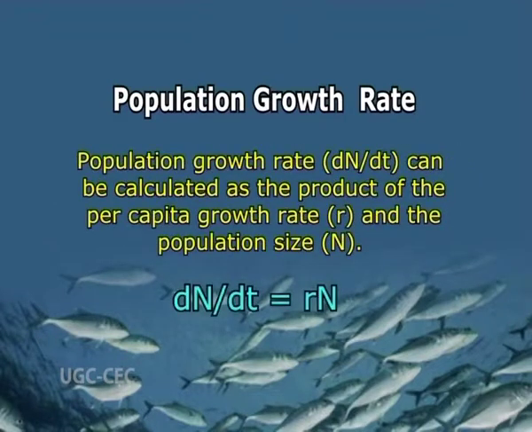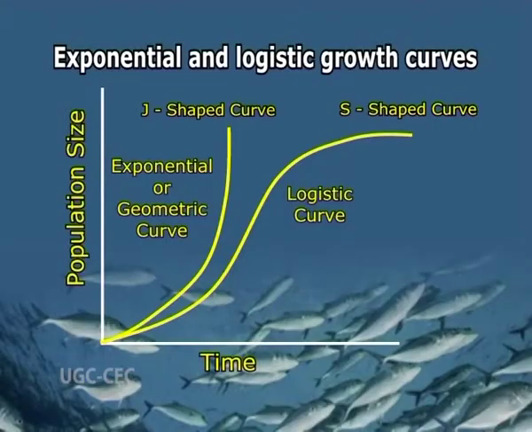Population growth rate, denoted by dN by dt, can be calculated as the product of the per capita growth rate, that is small r, and the population size, that is capital N. dN by dt is equal to rN. This is the fundamental equation describing population growth, and this equation is always true. A population may grow exponentially or logistically as shown in the figure.